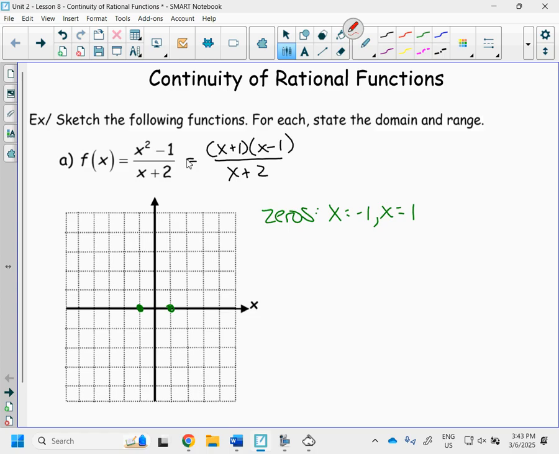We always want our y-intercept. So we're going to put 0 in for all of our x's. The x's will disappear. You'll have -1/2. There's our y-intercept. Vertical asymptote comes from the bottom. X equals -2.